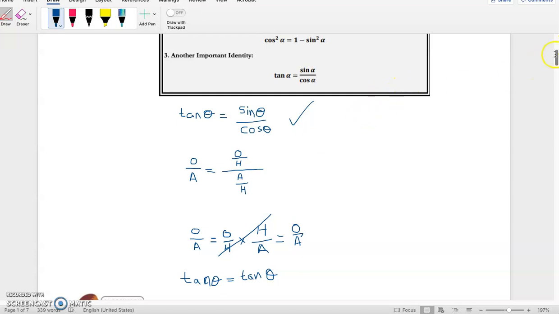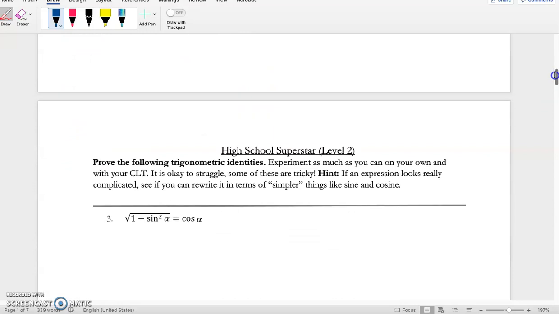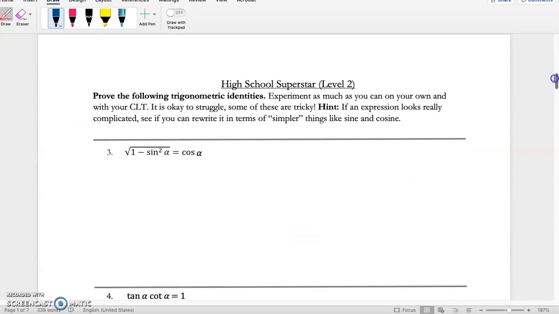So let's look at what this lesson is asking us to do. If we look at number 1, it says we are going to prove the following trig identities. We're going to experiment as much as we can, and we're going to see which ones we can insert. So how can we prove that the square root of 1 minus sine squared of theta is equal to cosine of theta? And let me just double check that we have it completely. Yeah, so we have it completely good.